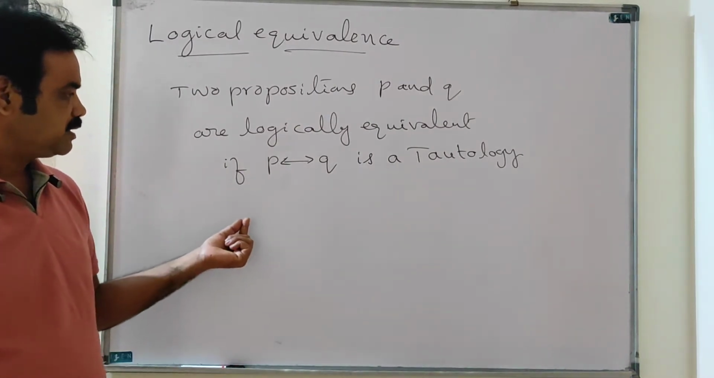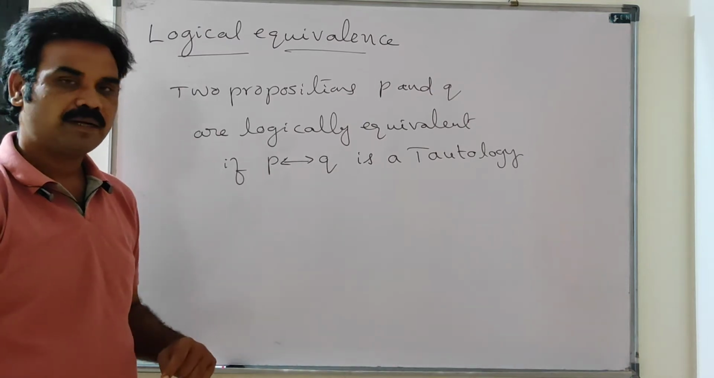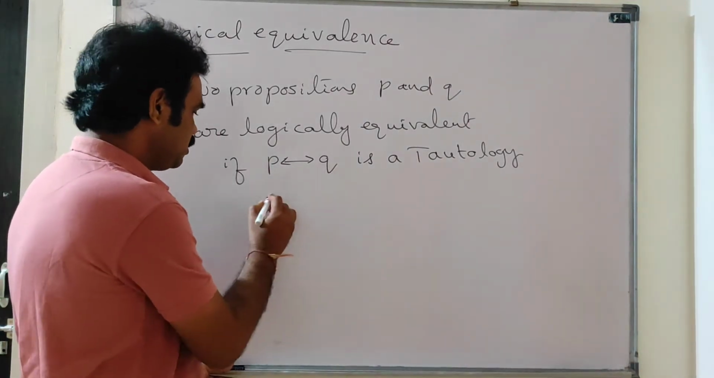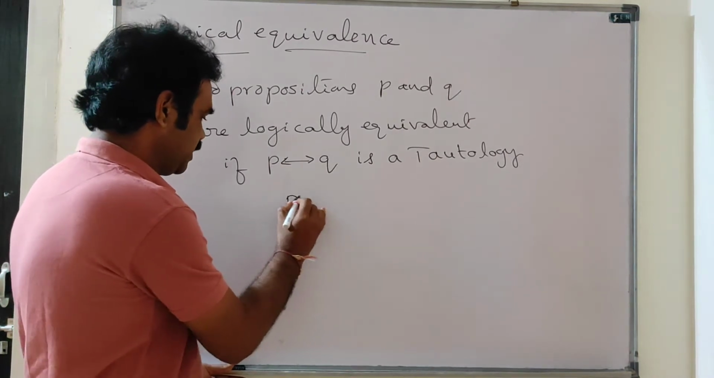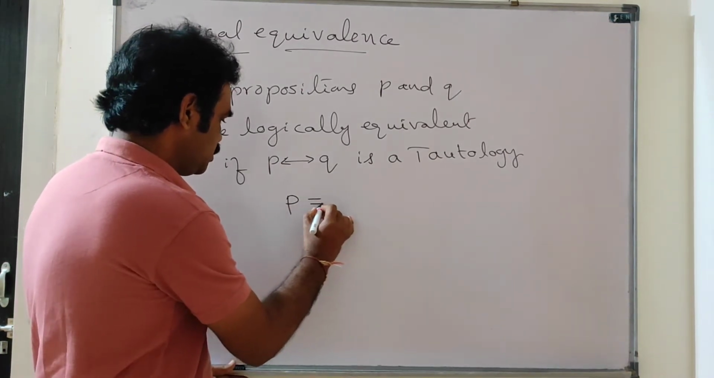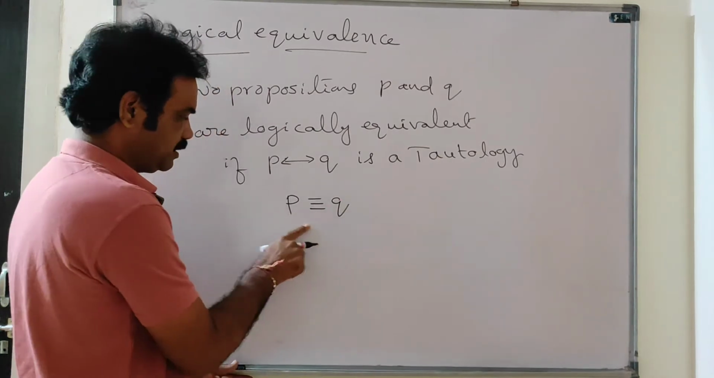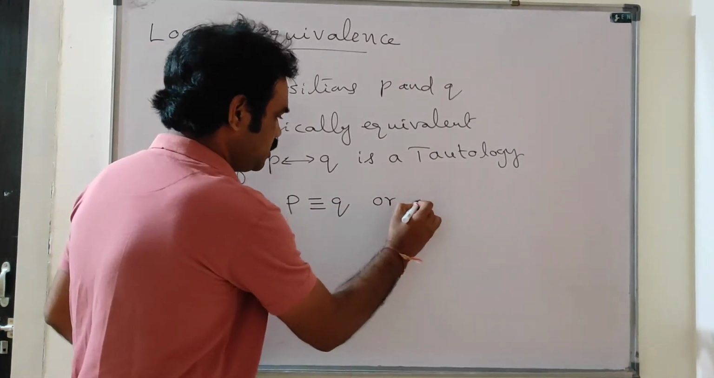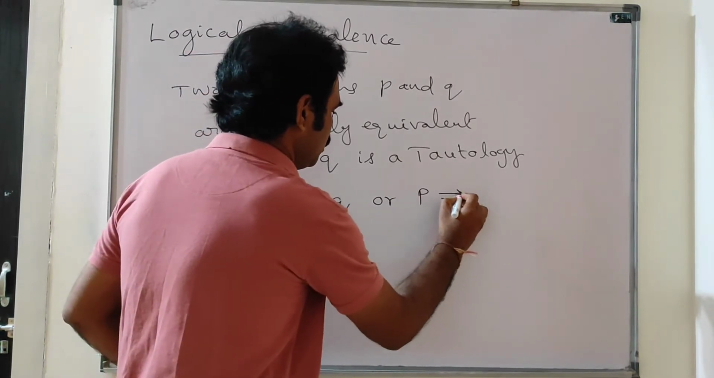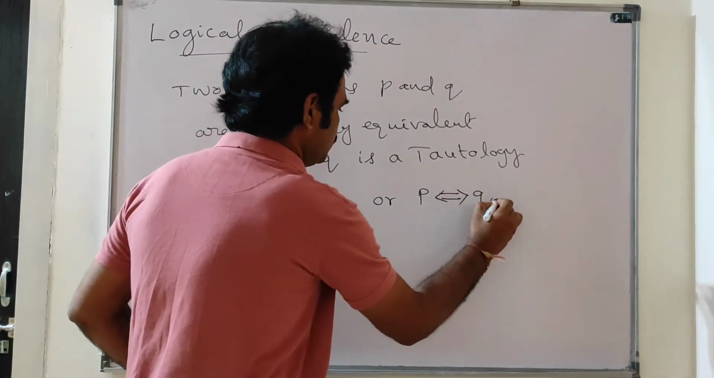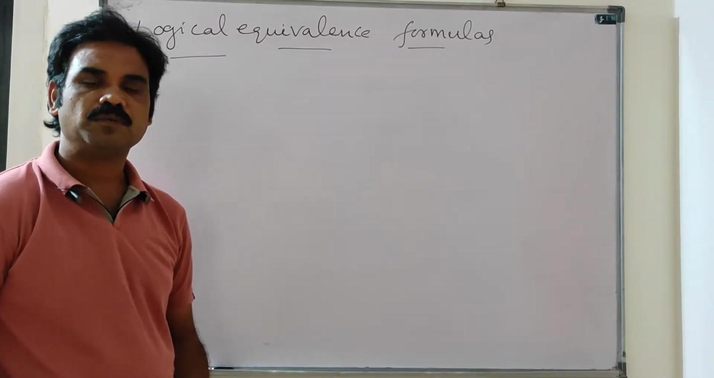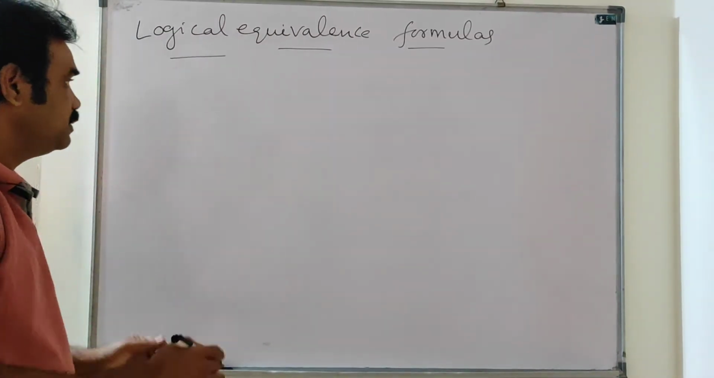Or you can say that P and Q have the same truth values. If P and Q are logically equivalent, then we denote it by P is logically equivalent to Q. Write like this, or use this notation also. There are some formulas on logical equivalences.